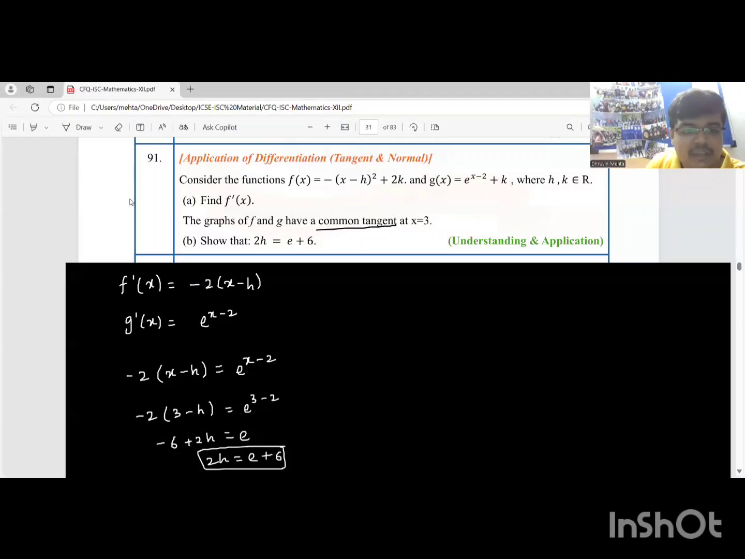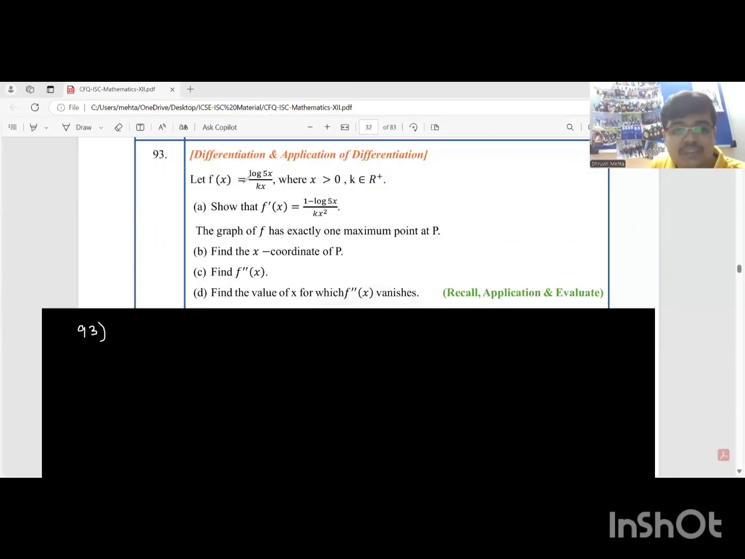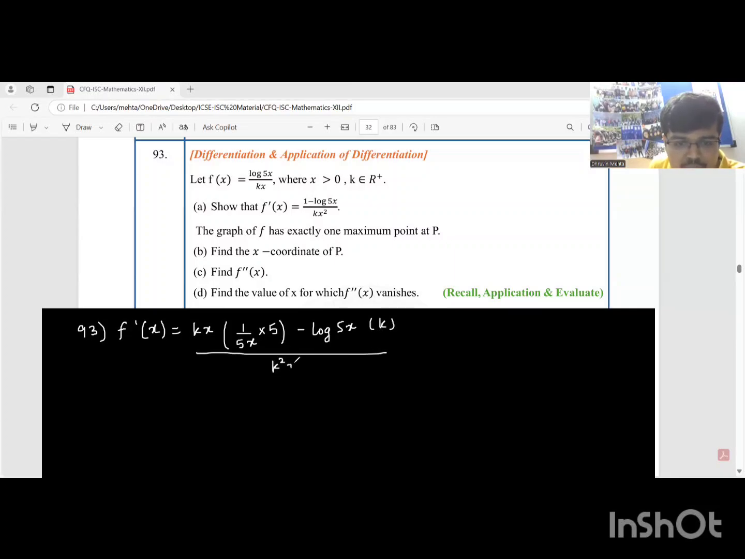We'll take question number 93. In question 93, students, the function f of x is given to us. Now we have to show that f dash x is this. So we'll take the derivative with the uv rule. So the derivative is going to be v. Derivative of log 5x is 1 upon 5x into derivative of 5x by chain rule. So that is into 5 minus u, which is log 5x, into derivative of kx, which is k, the whole upon v square. So that's k square x square.